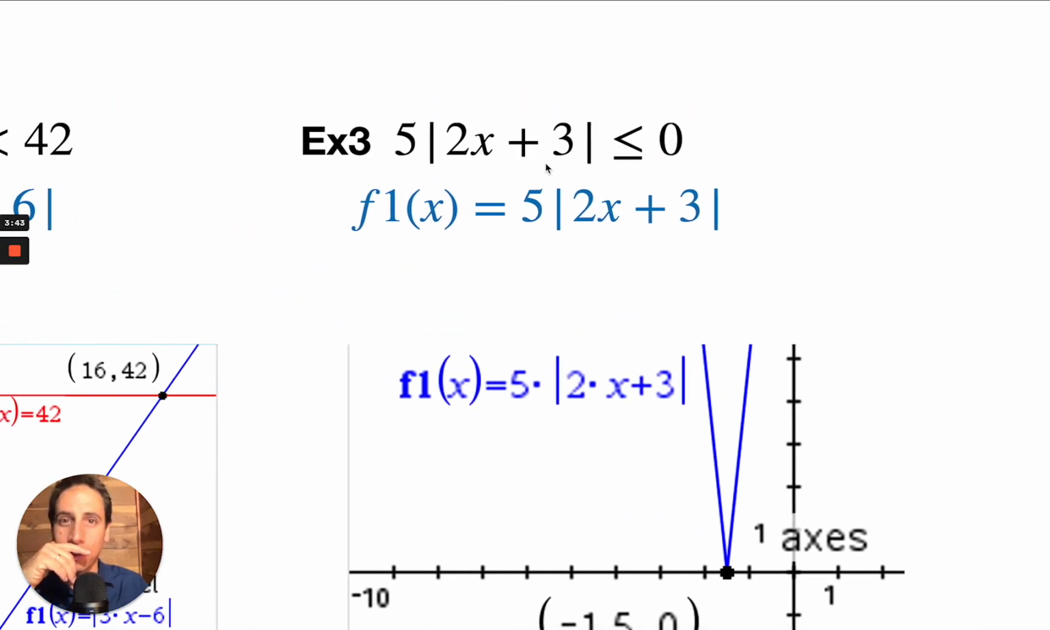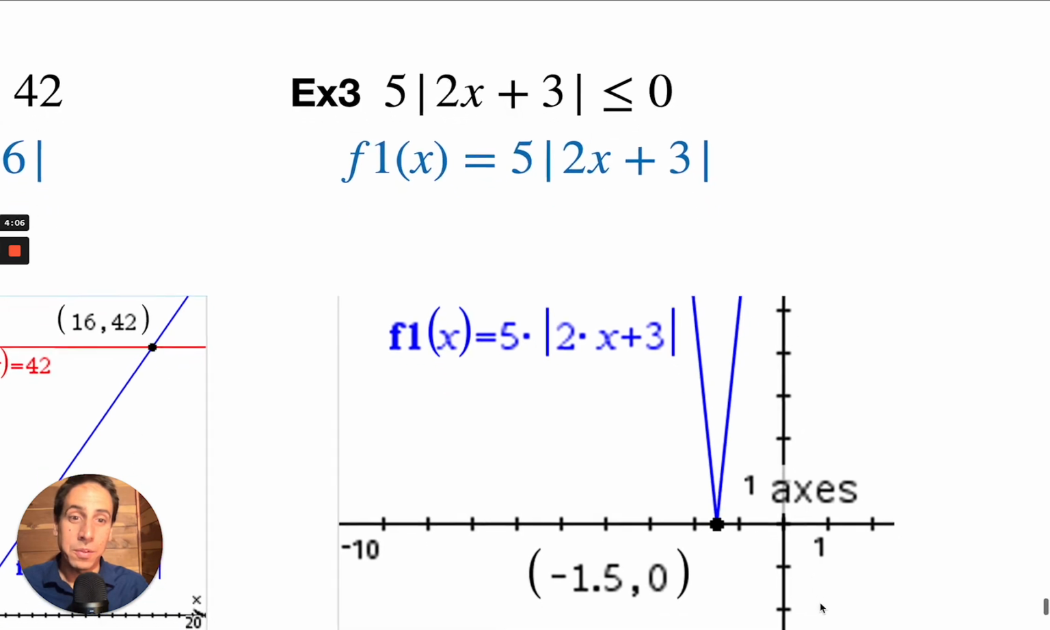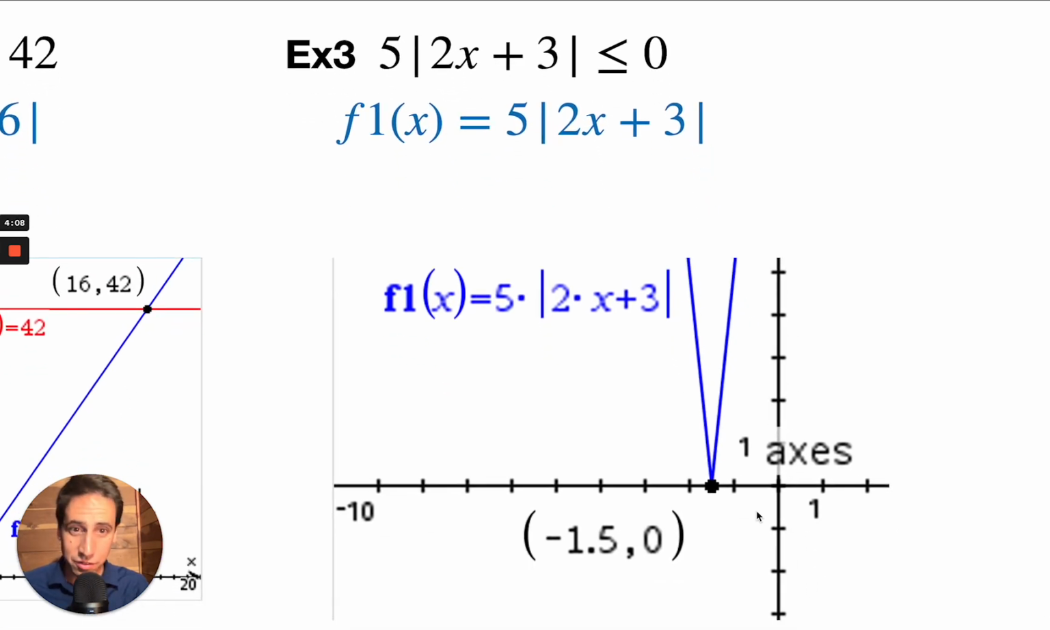Example 3. Now we're only going to graph, maybe it's simpler, just one function. Take this absolute value expression and put it all in, because when is it going to be less than or equal to 0? We don't need to graph the red function, f2 of 0, because we can just use the x-axis. We know that the y value is 0 along the x-axis. So what we really want to do is find where the x-intercept is, and figure out when it is less than or equal to 0.